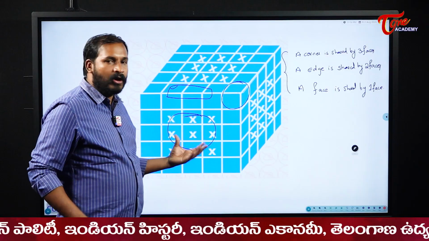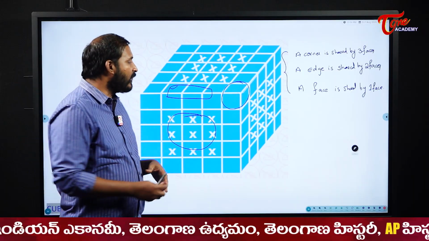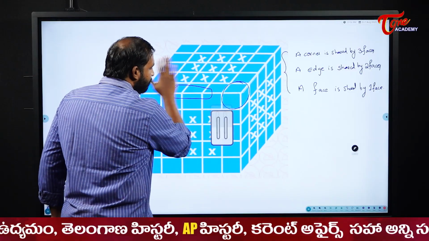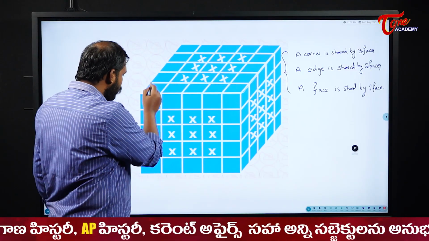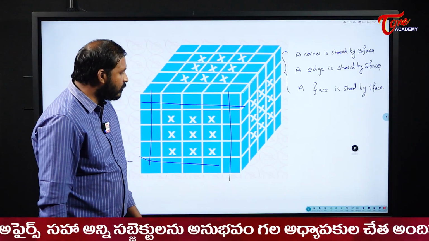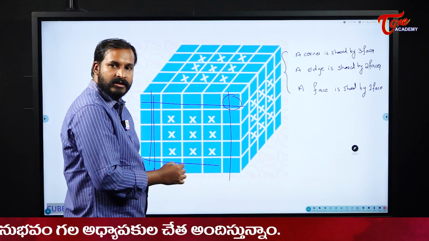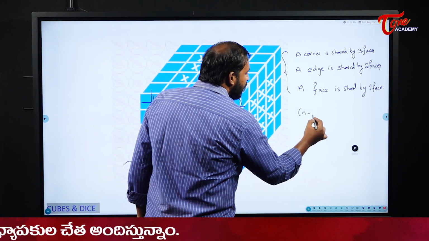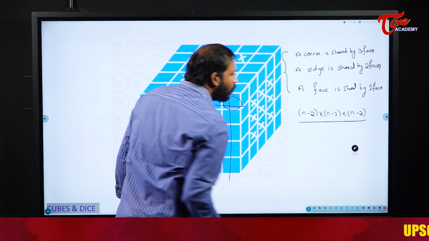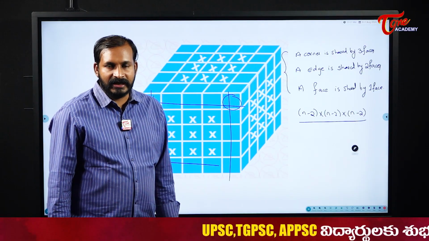The cubes present on the outermost layers will get paint on one face, two faces or three faces based on where they are located. But what happens to the core cubes? They remain unpainted. Now how many core cubes are there? See here, this row will be gone, this row will be gone, and this row will be gone, and this row will be gone. So what will the core layer be? On each side I am losing 2: 2 here, 2 here, 2 here. So the core area will be n minus 2 into n minus 2 into n minus 2. This will be my core, where I will have cubes, but they will never get paint at all.